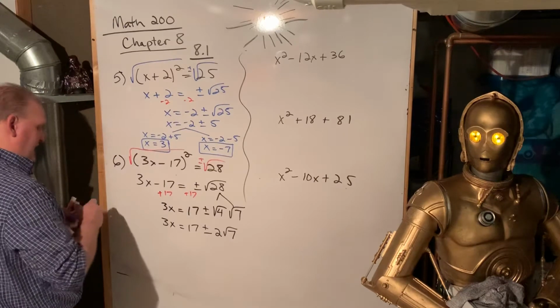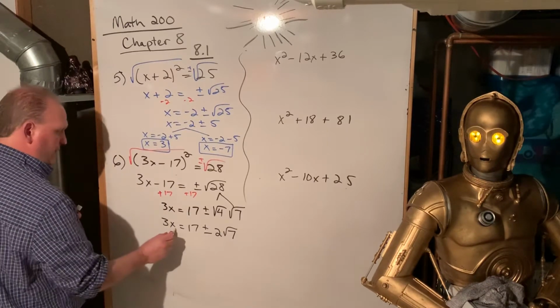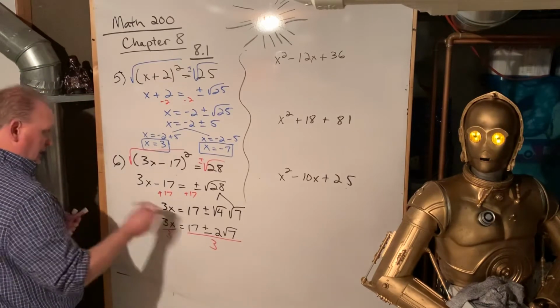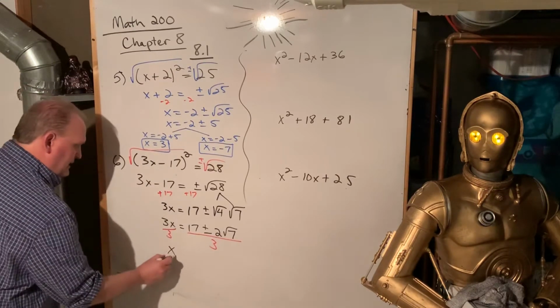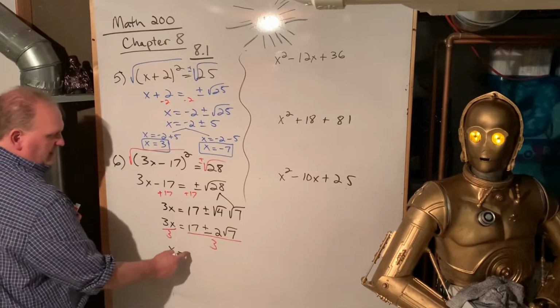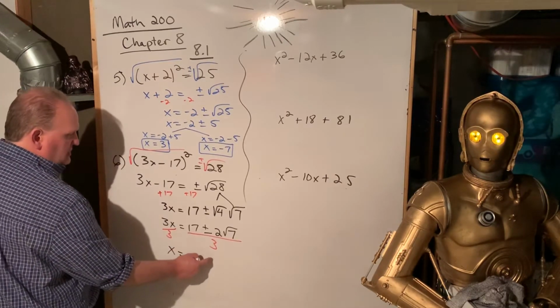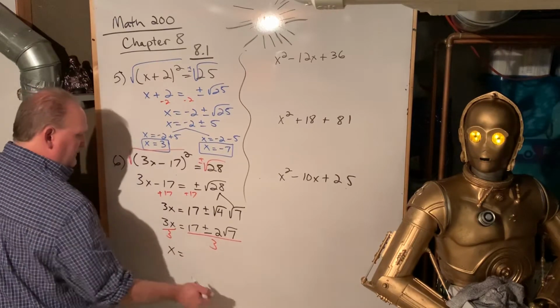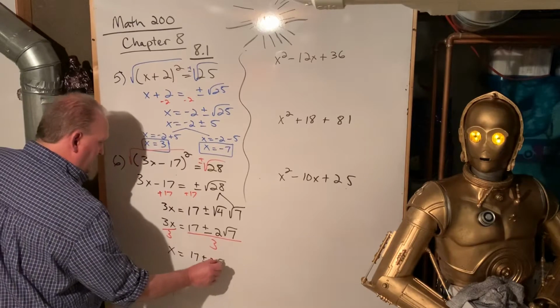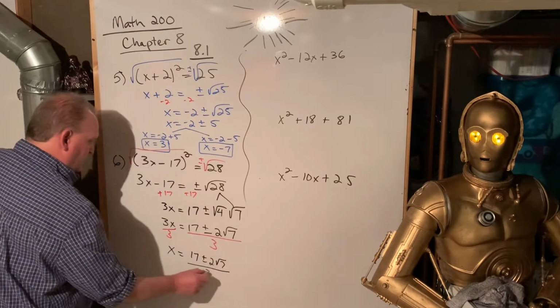And now we're going to divide everything by 3. And so there are our two solutions. We've got x is equal to, you can split it up if you want, 17 thirds plus or minus 2 square roots of 7 over 3, that's fine. But I'm just going to leave it like this, plus or minus 2 square roots of 7 over 3.